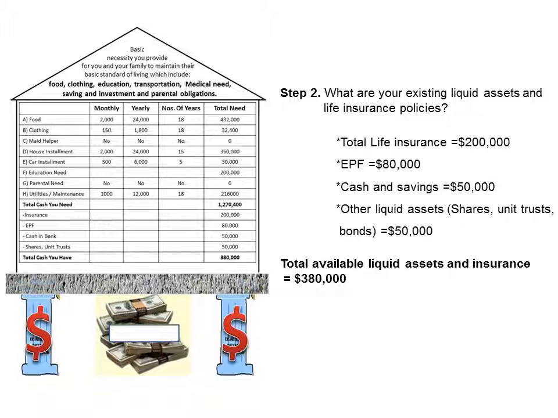Step 2. What are your existing liquid assets and life insurance policies? Suppose your total life insurance is $200,000. EPF is $80,000. Cash and savings is $50,000. Other liquid assets, shares, unit trusts, bonds, another $50,000. Total available liquid assets and insurance is $380,000.